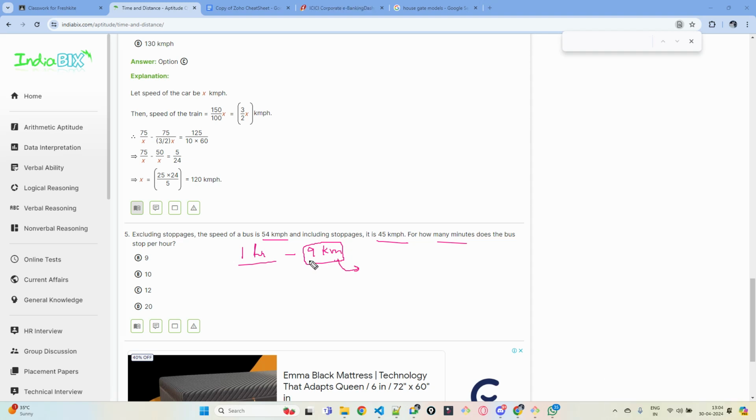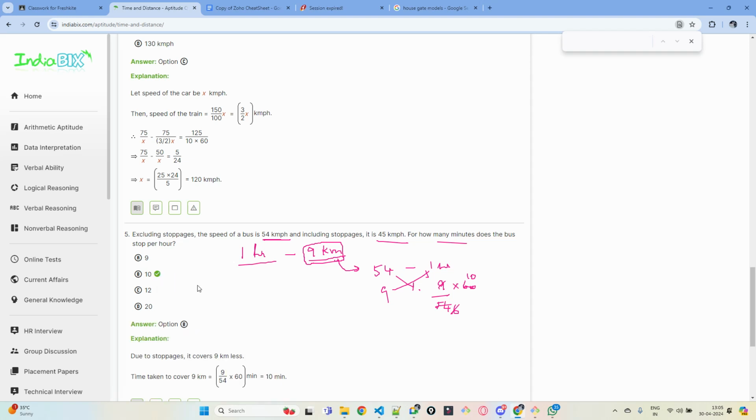Okay. So for traveling 9 kilometers, what's the time taken? So from here, for traveling 54 kilometers, it takes 1 hour, correct? Normally. Okay. For traveling 9 kilometers, how many hours will it take? If this data is given, multiply these two and divide by this, which will be 9 into 1 is 9 divided by 54. Okay, this will be in hours. You have to convert to minutes. So convert to minutes, multiply by 60. Okay, so 9 6s are 54, right? 6 6s, it's 10. So it should be 10 minutes is the answer.